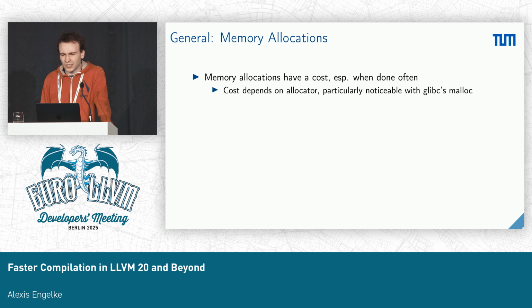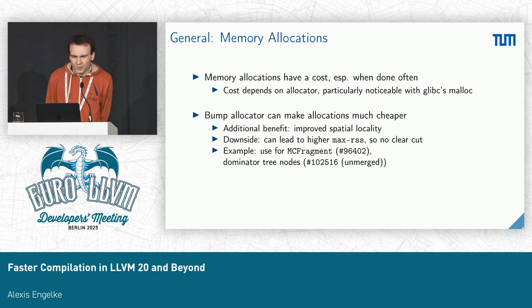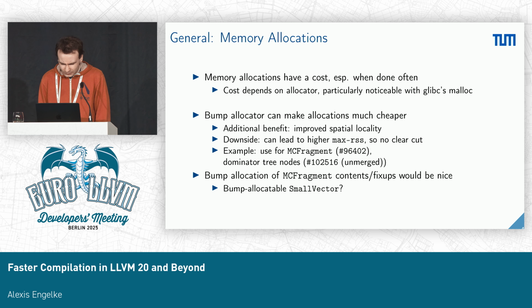One way to do this is, for example, to use a bump pointer allocator for cases where the memory usage is monotonically increasing. This makes allocations much cheaper and also improves the spatial locality. We did this for the MC fragments in the assembler, fragments of machine code or data which have either fixed size or can also grow. But the downside is that this might lead to an overall increase in the memory utilization. So this is not always clear-cut.